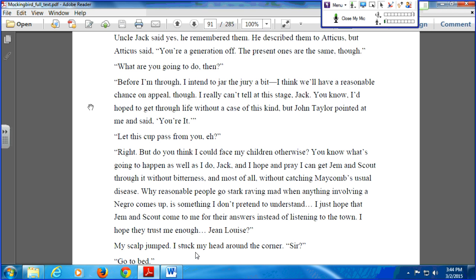"What are you going to do then?" "Before I'm through, I intend to jar the jury a bit. I think we have a reasonable chance on appeal, though. I really can't tell at this stage. Jack, you know I'd hoped to get through life without taking a case of this kind, but John Taylor pointed at me and said, 'You're it.'" "Let this cup pass from you, eh?" "Right, but do you think I could face my children otherwise? You know what's going to happen when I do, and I hope and pray I can get Jem and Scout through it without bitterness."